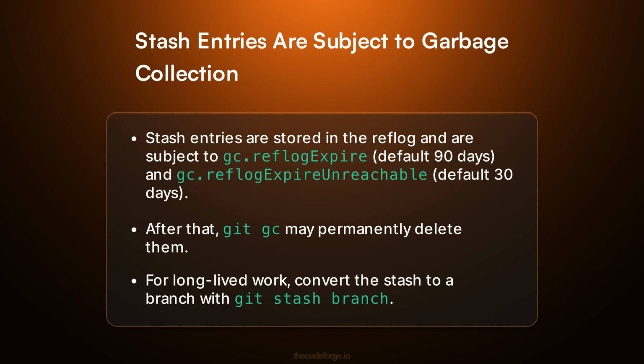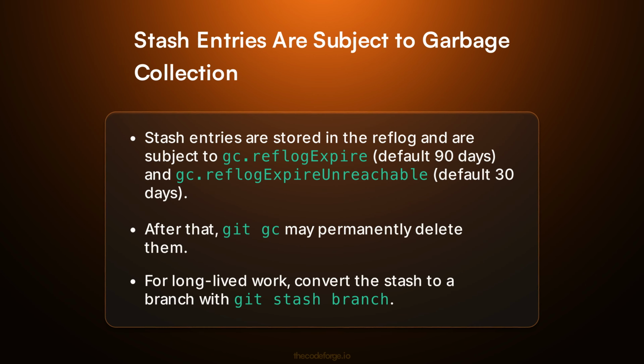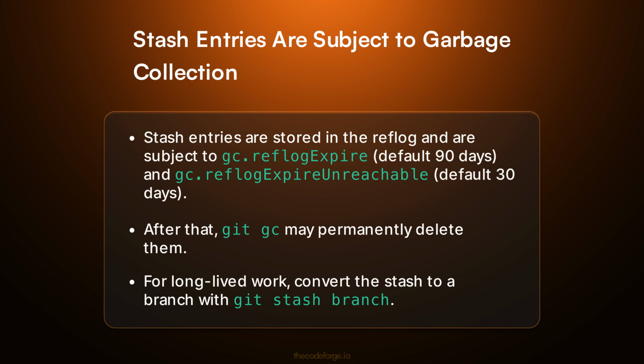Stash entries are stored in the reflog and are subject to GC. gc.reflogExpire defaults to 90 days, and gc.reflogExpireUnreachable defaults to 30 days. After that, git gc may permanently delete them. For long-lived work, convert the stash to a branch with git stash branch.